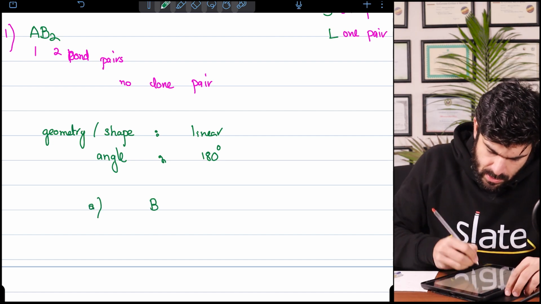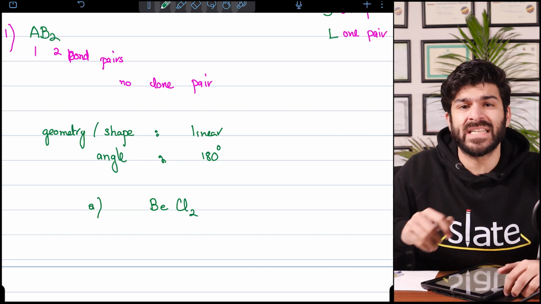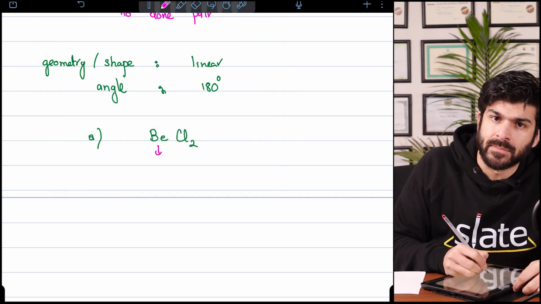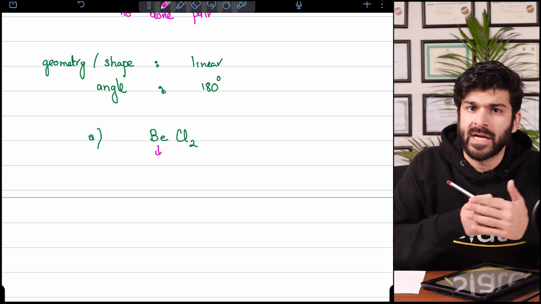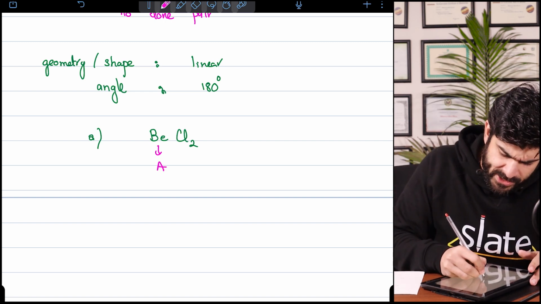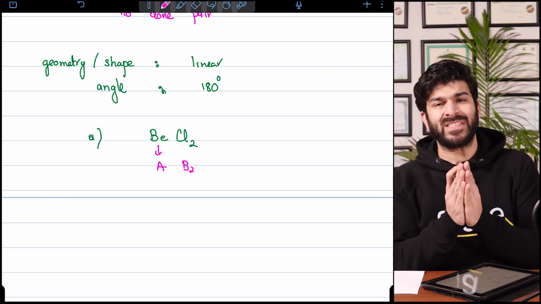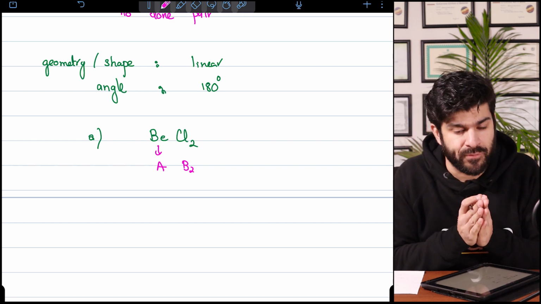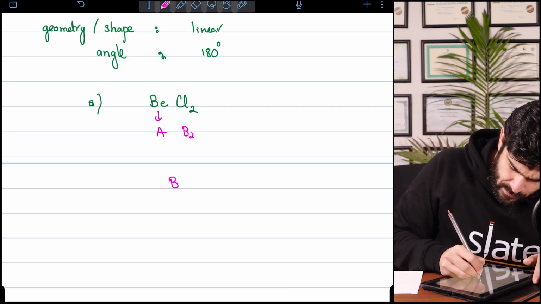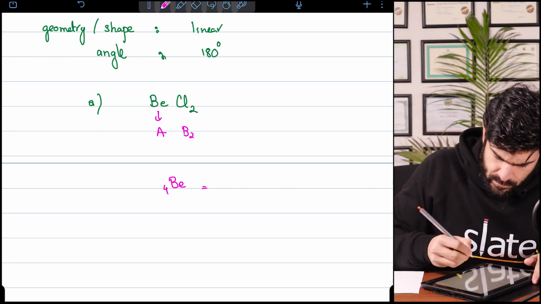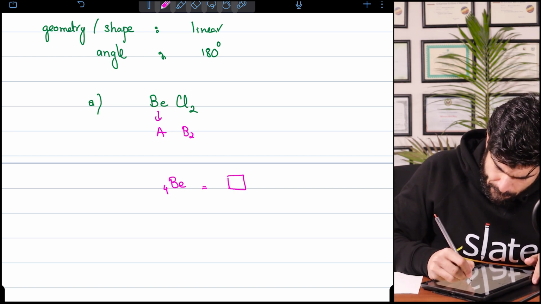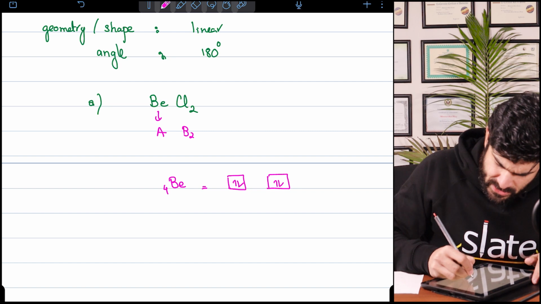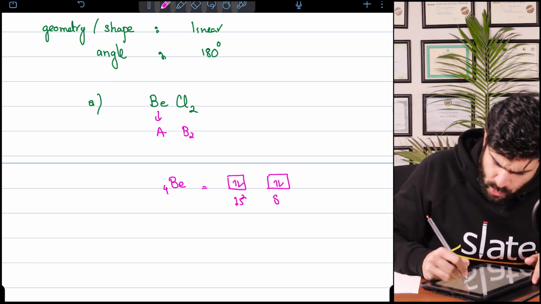beryllium chloride, BeCl2. So we can observe from here that beryllium is the central atom. Central atom, not metal atom. It can have various valencies. So this is A, this is B2. In order to understand that, we need to know the valency and the electronic configuration of beryllium first. So beryllium, 4 is the atomic number. This is 1s2 and 2s2.